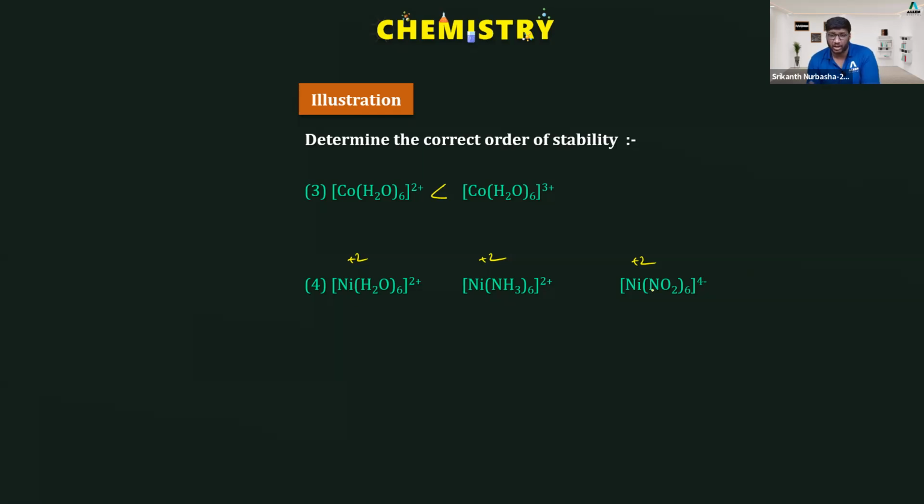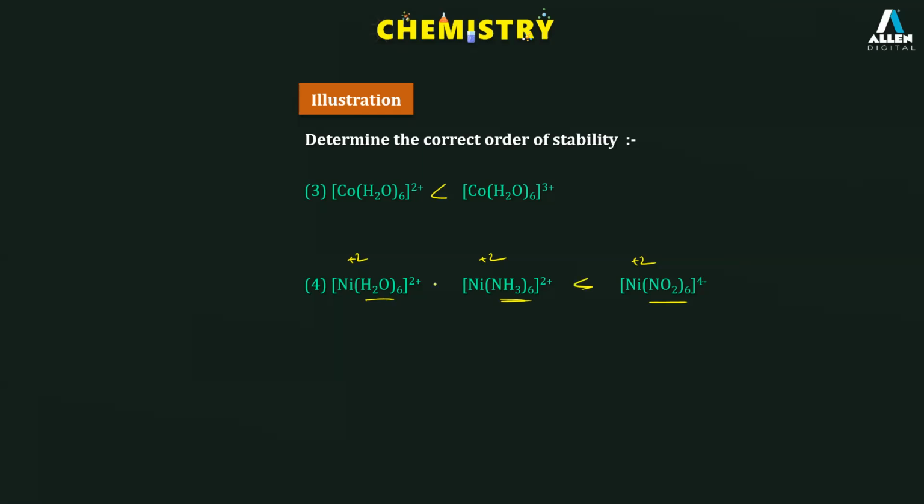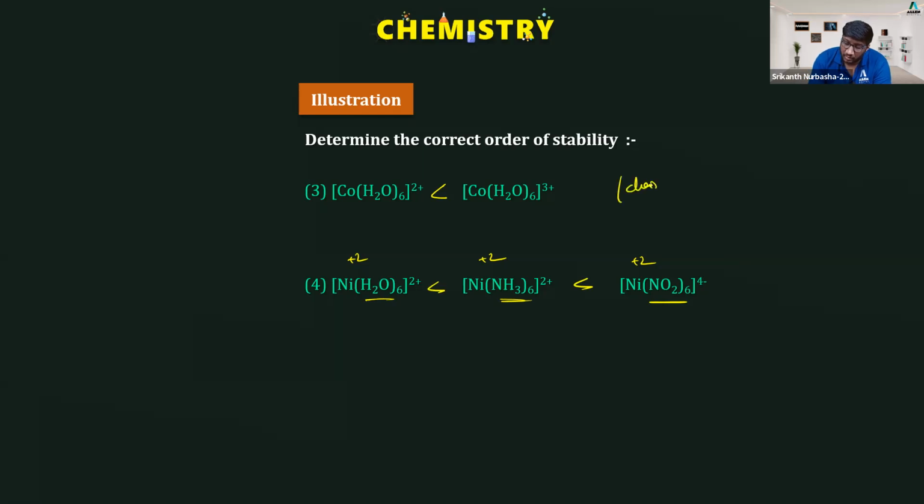H2O, NH3, NO2 all are monodentate ligands. So no chelation, no back donation, no synergic bonding either. So the only thing which is differing is ligand strength. Which is a strong field ligand? H2O, NH3, NO2, which has the highest strength? NO2 minus, then NH3, then H2O. So based on ligand strength, we can compare which complex is more stable and why it is so.